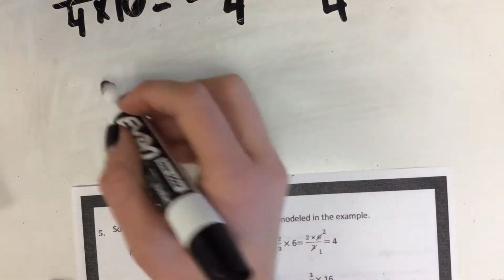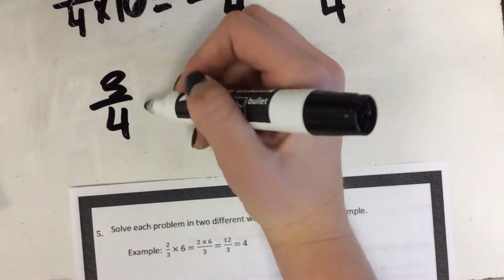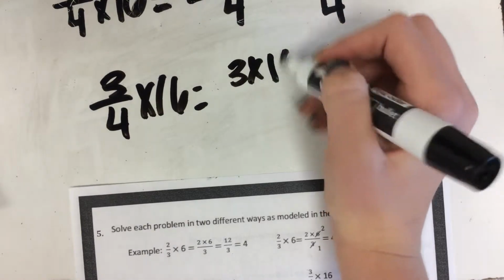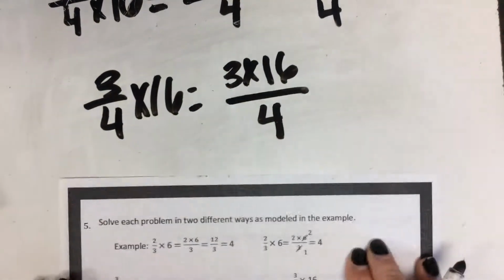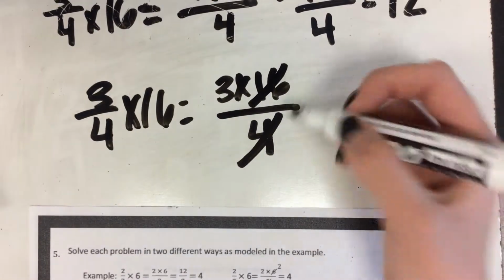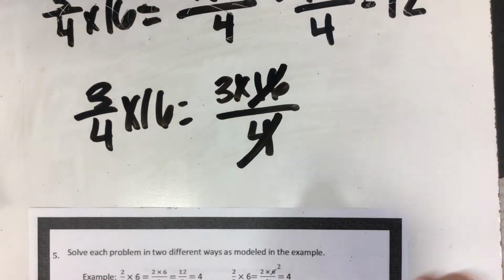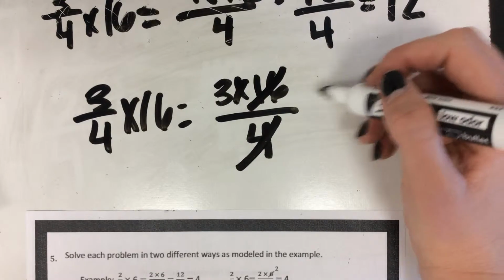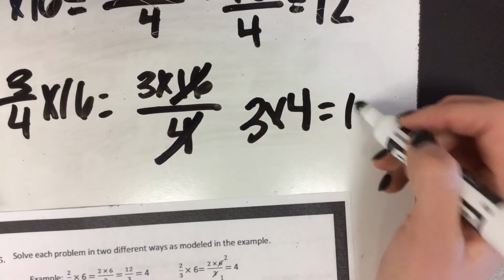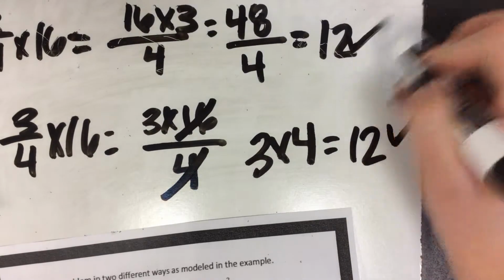So 3/4, this is the second one, times 16 equals, so 16 times 3 still goes on top, over 4. But this time we're going to take that whole and divide it by our denominator, which is 4, which cancels out 4 because 4 divided by 4, we're just canceling it out, and 16 divided by 4 is 4. So now I just have 3 times 4, which equals 12. So we got the same answer on both.